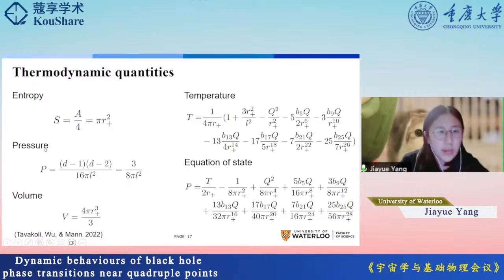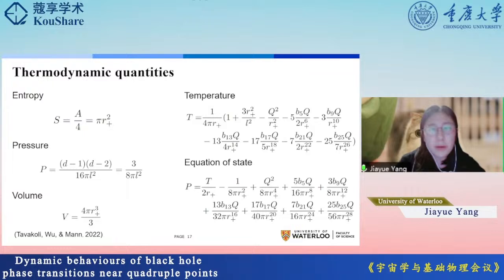The pressure is related to the cosmological constant, and for the AdS case, it is related to the AdS length scale L. P is equal to 3 over 8 pi L squared. We can also compute the volume as the thermodynamic variable conjugate to the pressure. So the volume is equal to 4 pi times r cubed over 3. And we can also compute it avoiding the curvature singularity. So we have it here.